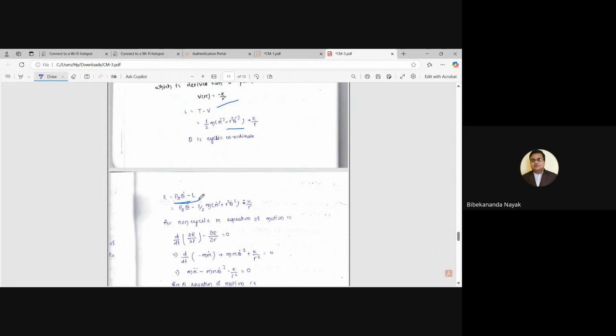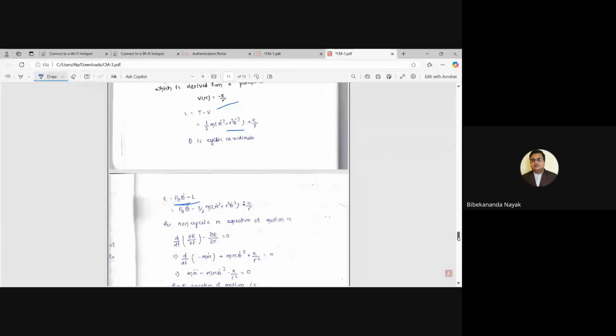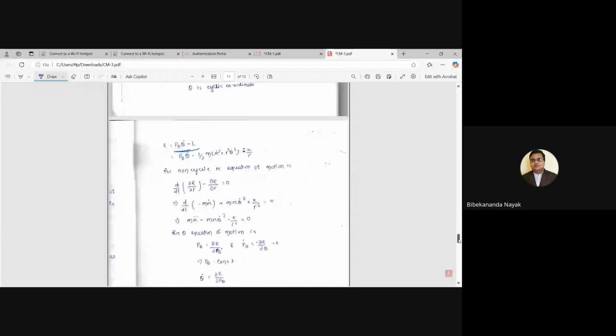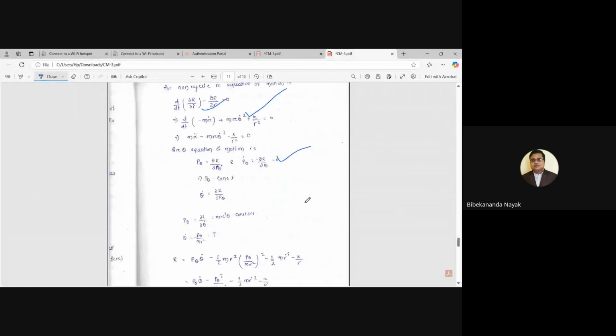Hello? Are you getting my point? Yes, sir. So from this Routhian, the cyclic coordinate is theta. For theta, we use the Hamilton equation. For r, which is non-cyclic, we use the Lagrangian equation in terms of r, where L is equal to capital R, and for the theta coordinate we use the Hamilton equation, where H is equal to capital R. Within this, we find the Lagrangian.